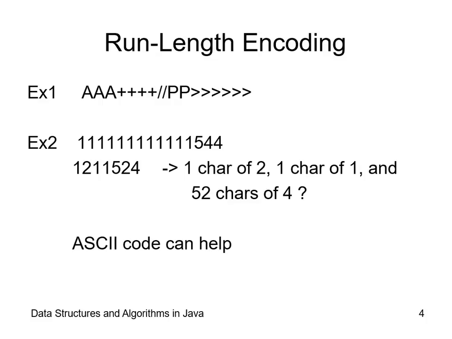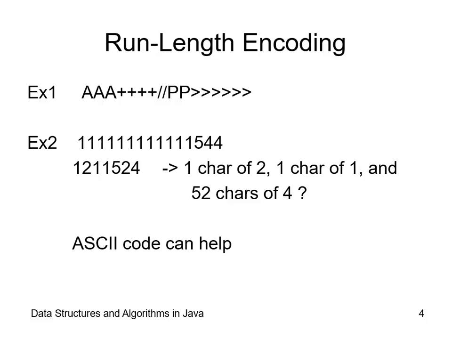It could mean 12, 1, 1, 5, 2 of 4. Or it could mean 1 of 2, 1 of 1, 52 of 4. And it's not this one. When you decompress back, you don't get the same answer. That's totally the wrong way to do it. We don't do it that way. Unlike this one, you compress into that, and when you uncompress, it goes back to the original. But with this one, you uncompress, it doesn't go back to the original. Sometimes it depends on how you interpret it.